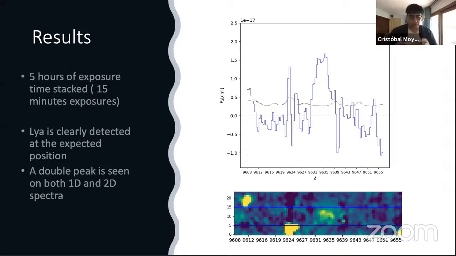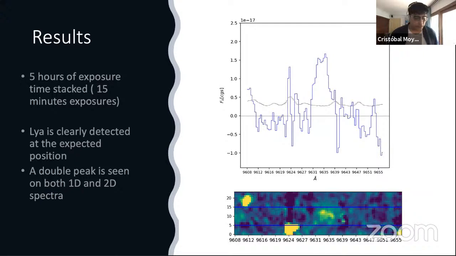Of those 7 hours, we stacked 5 hours that were the ones with the best conditions and the high signal to noise. The Lyman-Alpha line is clearly detected in both the 1D and 2D spectra. And also a double peak appears in both of them. You can see how the spectrum has these 2 peaks, indicating a double peak, of course.